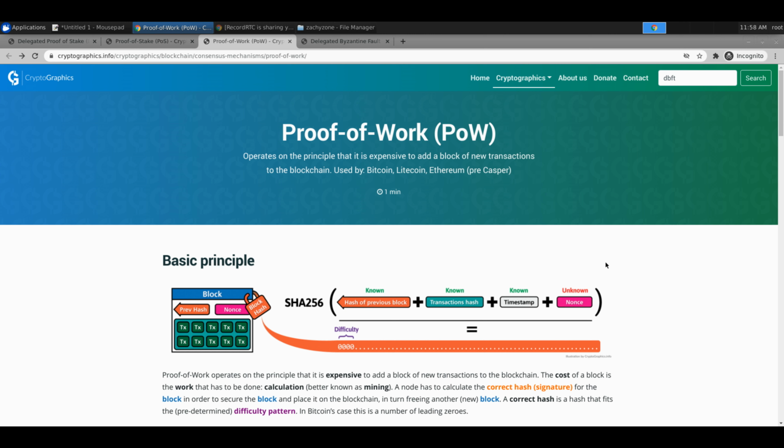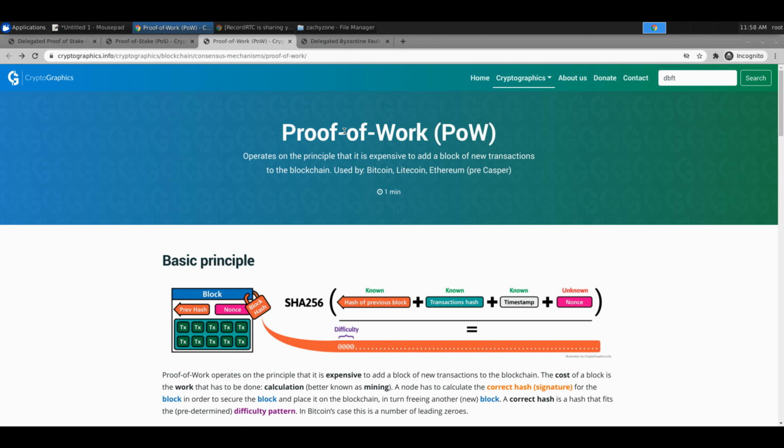Okay, so in this video, we're gonna go over basically the main consensus algorithms that are currently in use today in blockchain and all types of cryptocurrencies. This is part of understanding and explaining how DPoS works and how we came to that conclusion and all of that.